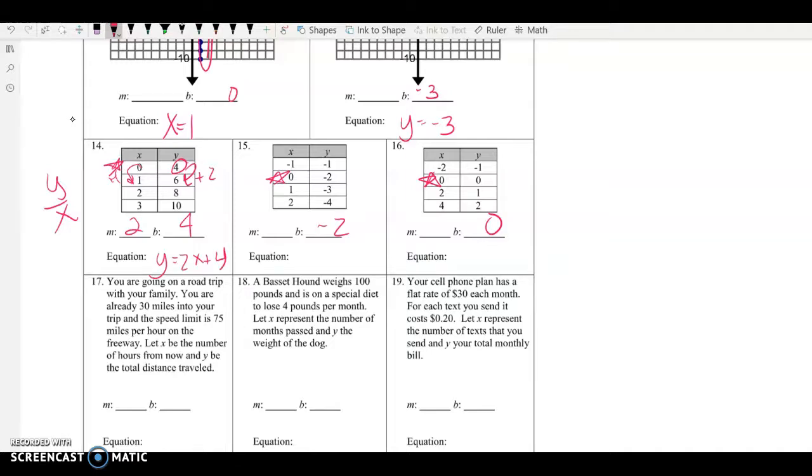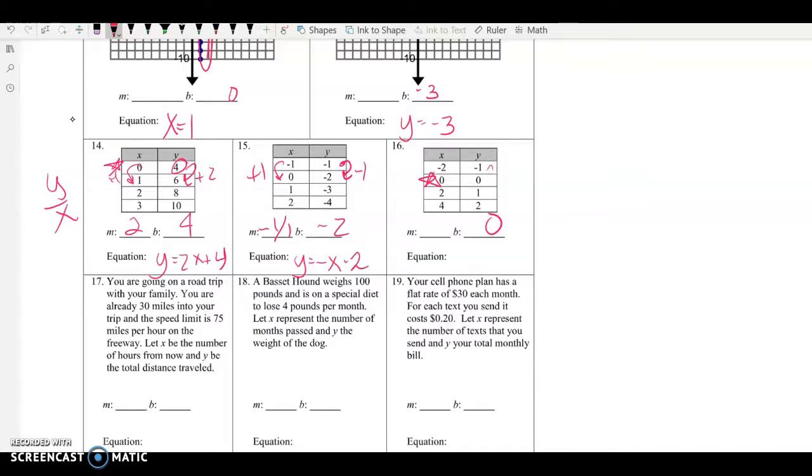Let's try another one. From -1 to -2, am I going up or down? Well, I'm going down. Down by how many? 1. From -1 to 0, am I going up or down? Well, I'm going up. By how many? 1. So my change in y over my change in x is -1 over 1. My equation, y equals -x minus 2.